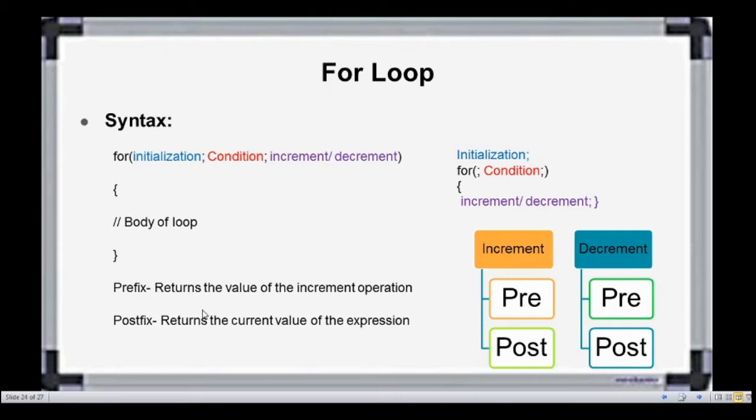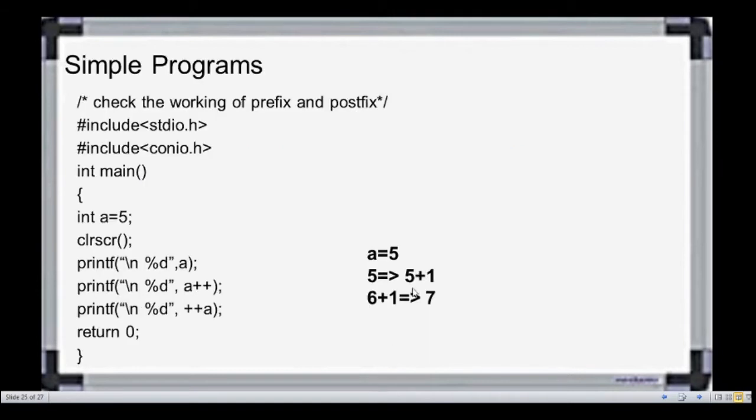When you pre-increment the value of a variable, it returns the value after the increment operation. When you use the postfix or post increment, it returns the current value of the expression. Let's see a simple example of increment and decrement for prefix and postfix working.